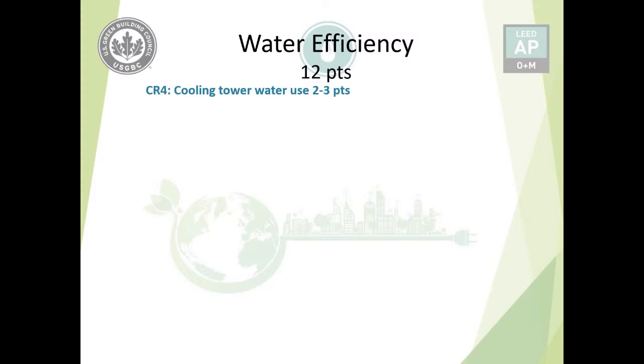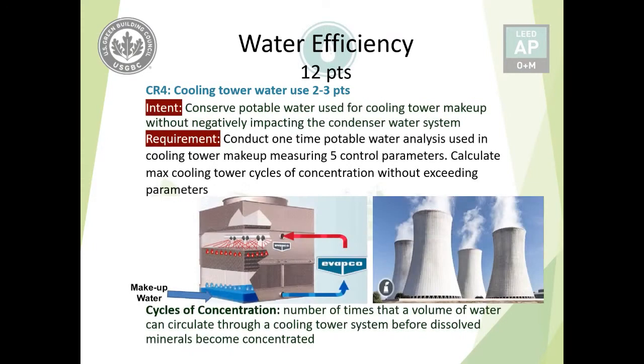So the last credit for this credit category is cooling tower water use for 2 to 3 points. The goal is to conserve potable water use for cooling tower makeup without negatively impacting the water system used by the condenser. Now, the requirement is similar to BD+C or the Green Associate, as it says, conduct a one-time potable water analysis of the water used in the cooling tower for makeup. And it should contain 5 controlling parameters that are to be tested. Based on these parameters, it will tell you how many cycles this water can be used without exceeding those parameters.